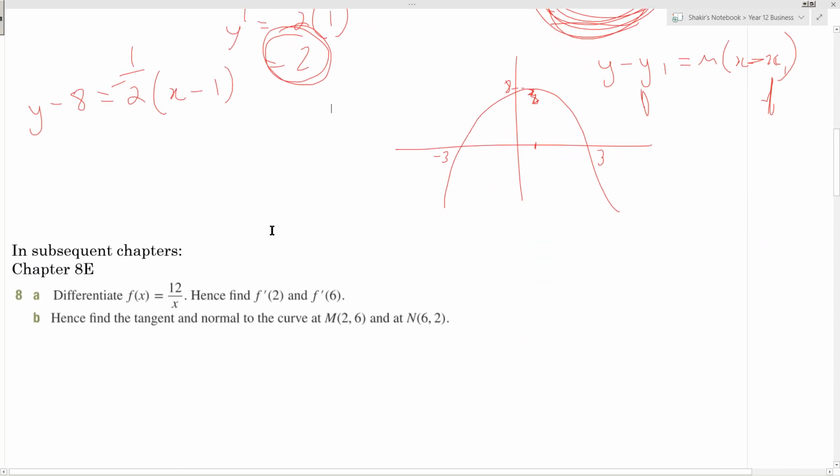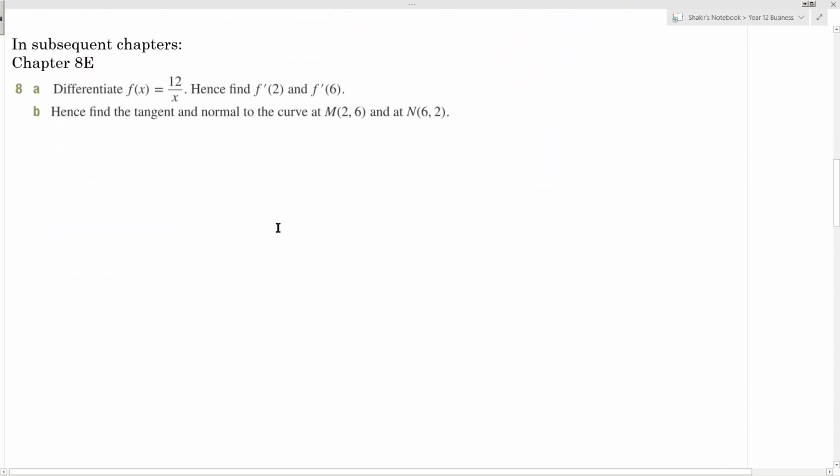Move on to the second type of question. Sorry for the coughing, it's very dry. And exactly, differentiate f of x equal to 12 over x. So we have f of x is equal to 12x to the minus 1. Differentiate this, and you get negative 12x to the negative 2. And that's just negative 12 over x squared.